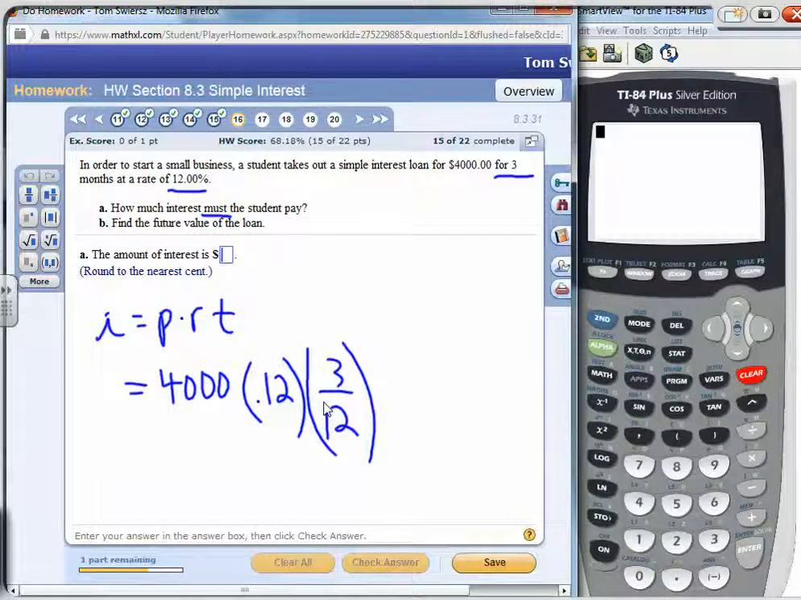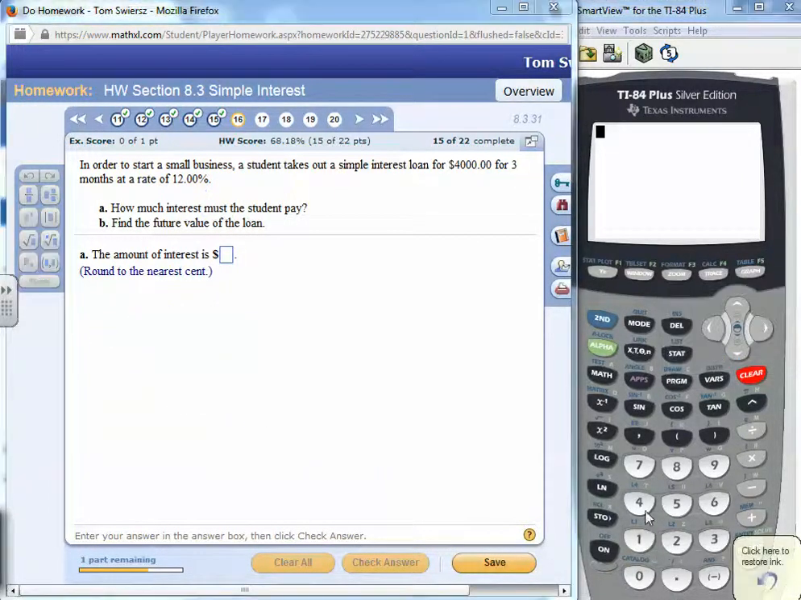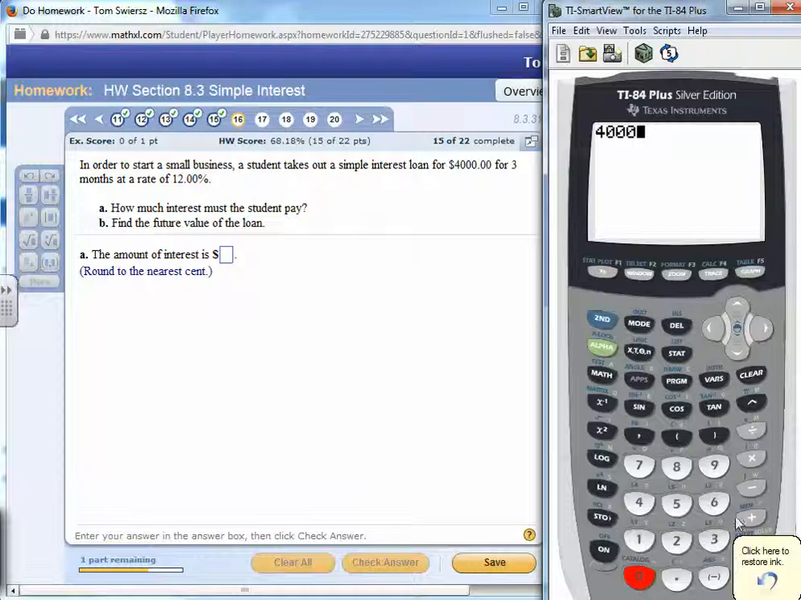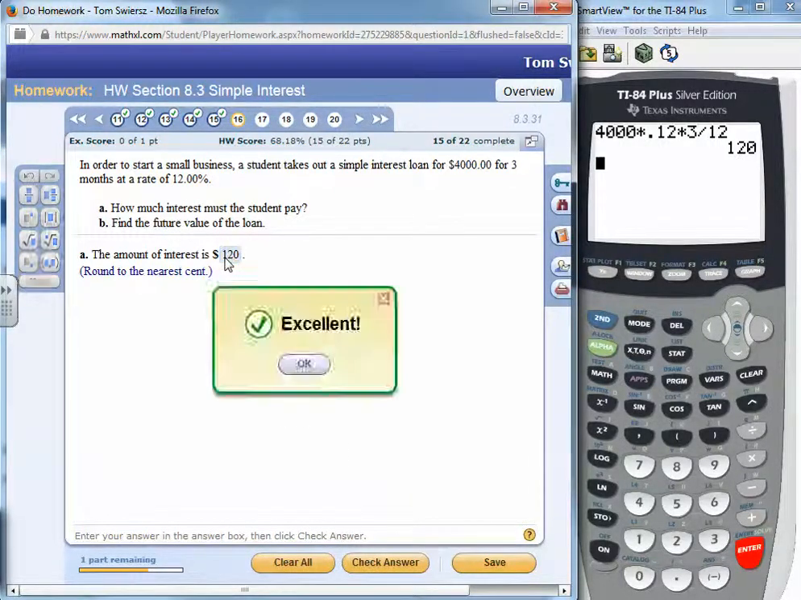So we can do that on our calculator. $4,000 times 0.12 times 3 divided by 12 for 3 months, 3/12 of a year, and we get exactly $120.